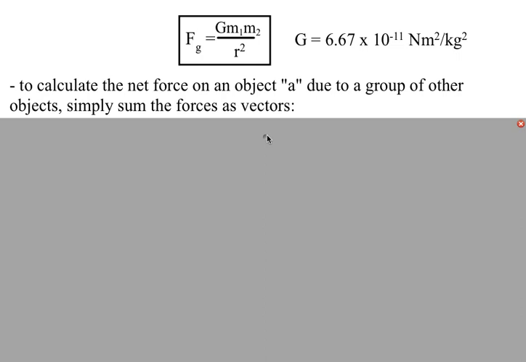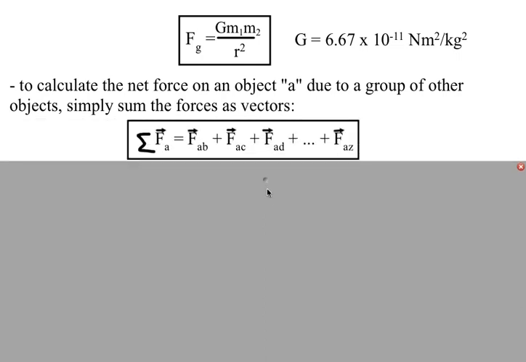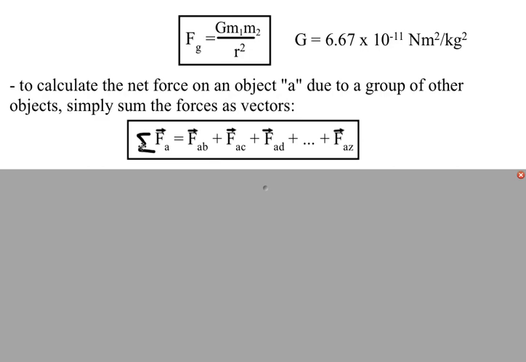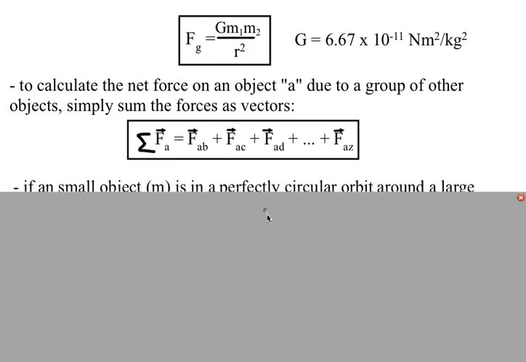So most of the time we're going to focus on an interaction between two objects. But for example, if we were interested in calculating the net force on the Earth due to both the moon and the sun, then we would just use regular old vector addition, where the net force on object A equals the sum of the forces due to all the other objects that we're interested in. And we would just use vector addition, x components, y components, that kind of stuff.